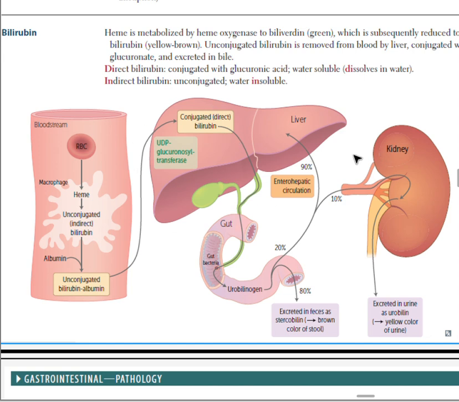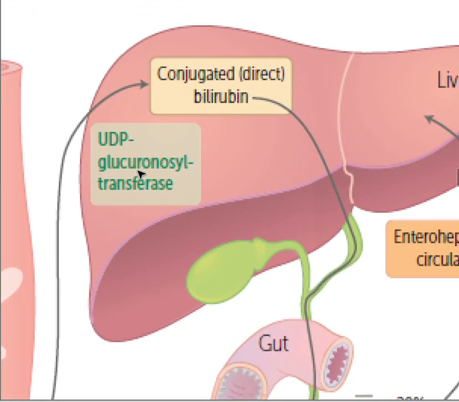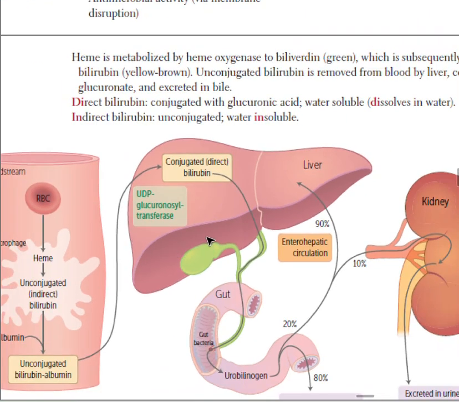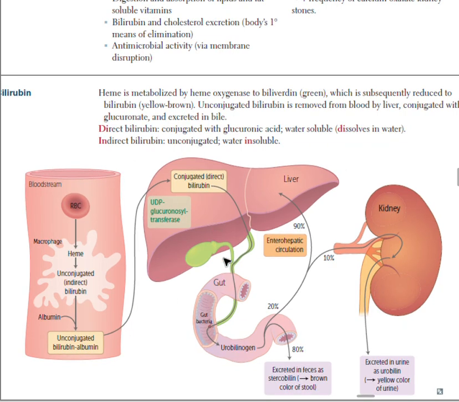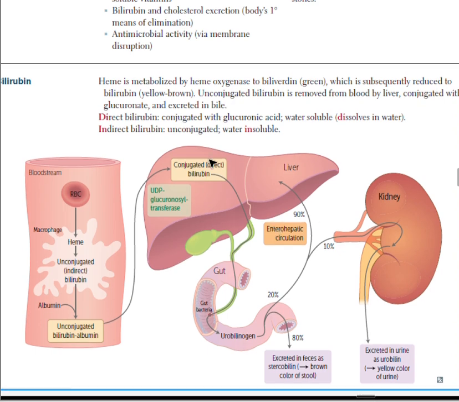Now, the liver has the key processing step. What the liver does is it uses an enzyme called UDP glucuronyl transferase, the UGT. Let's go again. UDP glucuronyl transferase. This is the main enzyme in the hepatocytes of the liver, and what it does is take this unconjugated indirect bilirubin and convert it into conjugated bilirubin, right? Once it's conjugated, it becomes water soluble. Now it's called direct bilirubin.